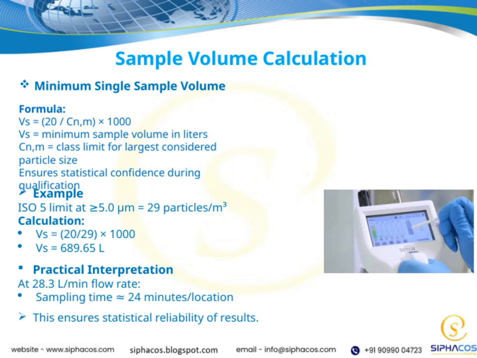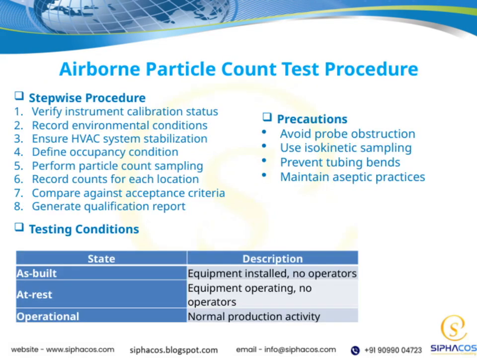This way, we can be confident that our results truly reflect the particle levels in the environment. Now, let's move on to some important precautions to ensure accurate sampling and reliable results. First, always avoid probe obstruction, because any blockage can skew the particle count readings.